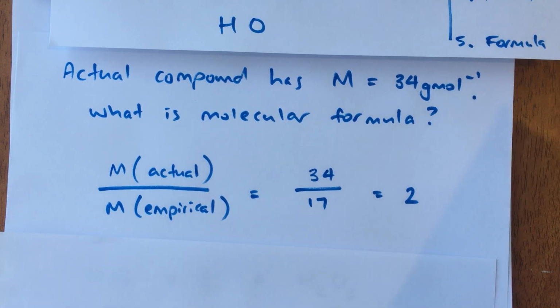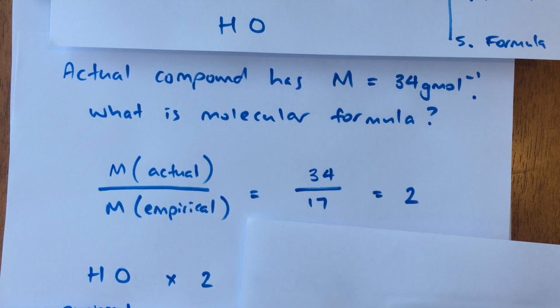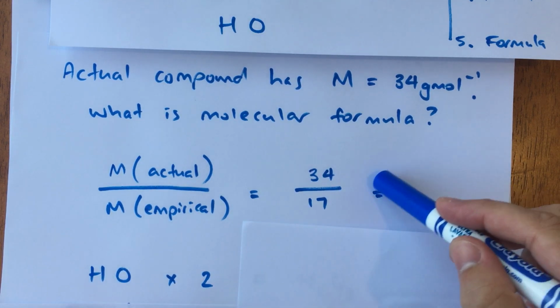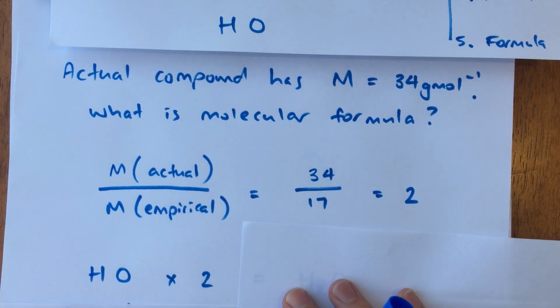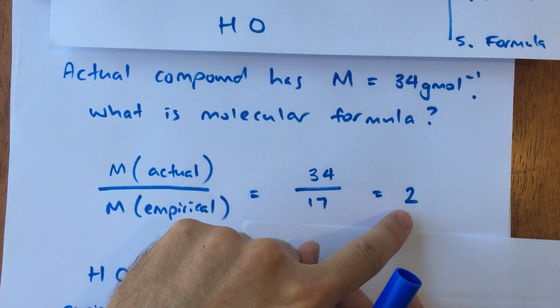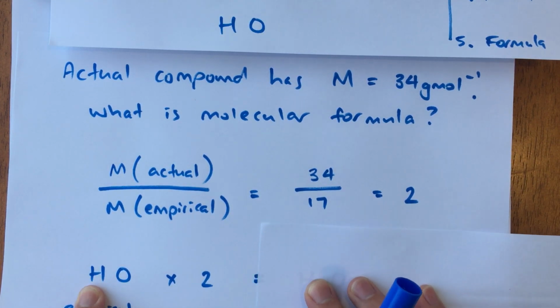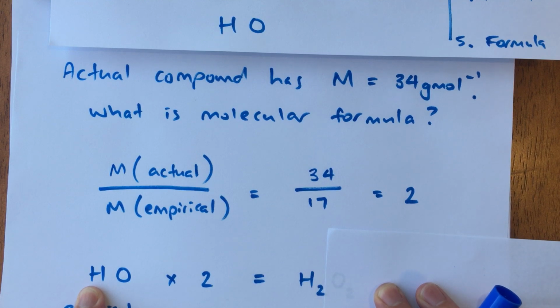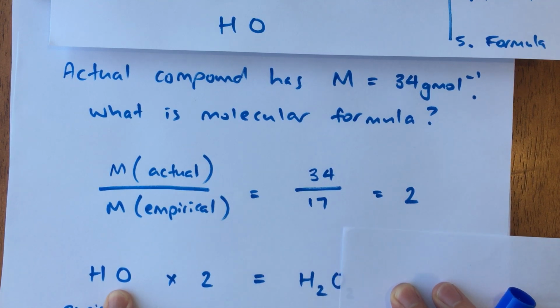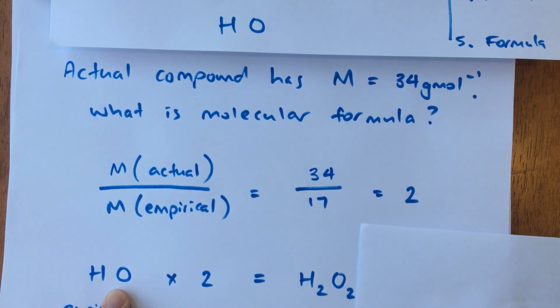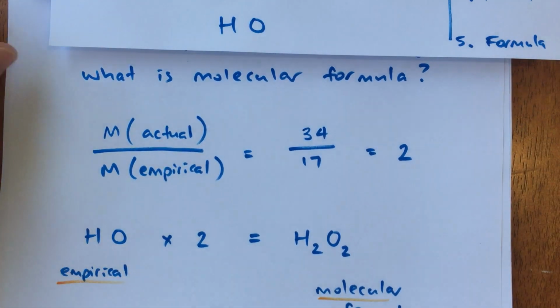So what I now need to do is multiply my empirical formula by that number that I've just calculated. So there's my empirical formula, HO, and I need to multiply each of the atoms in there by this number that I've calculated, which in this case is 2. So H becomes H2, and O becomes O2, and that is the molecular formula.